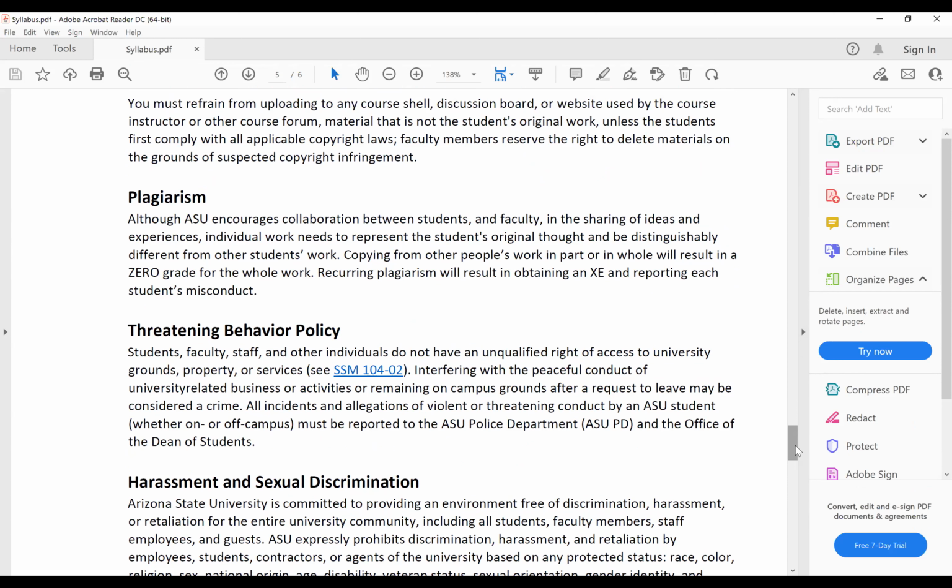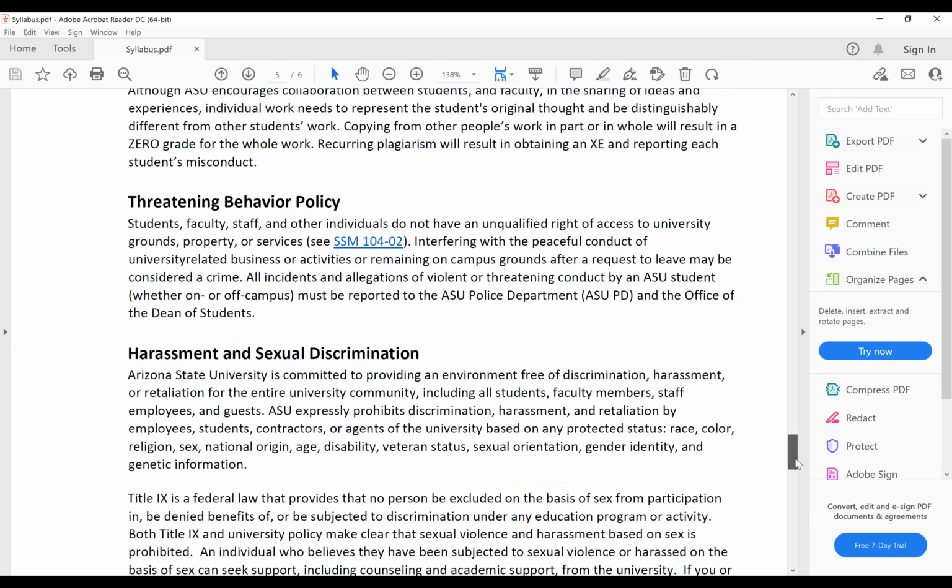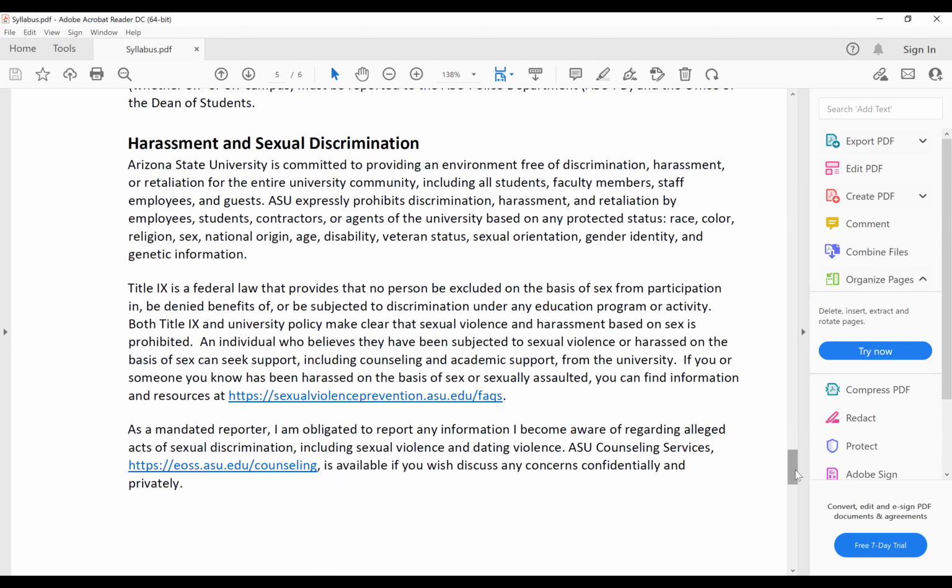So if you want to form groups, Discord, whatever, everything is fine. And if you don't understand any material, just stop by my office. My office door is always open. I'm always here. Or shoot me an email.